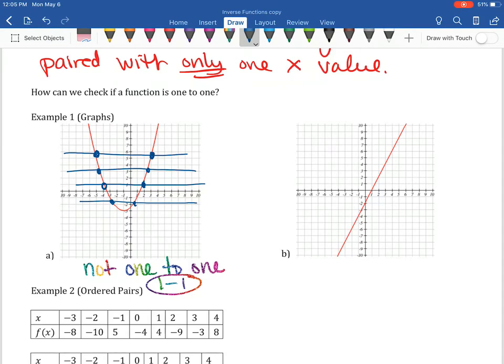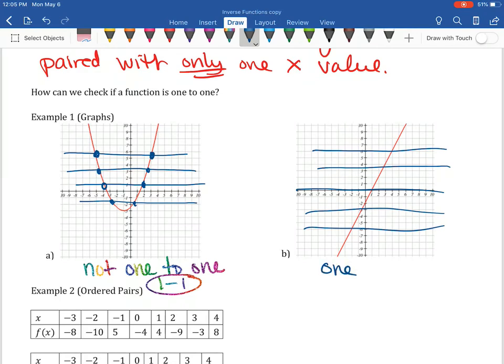Now, if I look at this graph here in part B, it passes the vertical line test and it passes the horizontal line test, which means for every value of x there is only one y, and it works in the reverse, that every value of y is only matched with one x. So in graph B, this is definitely a one-to-one function. And again, sometimes it's written like this.